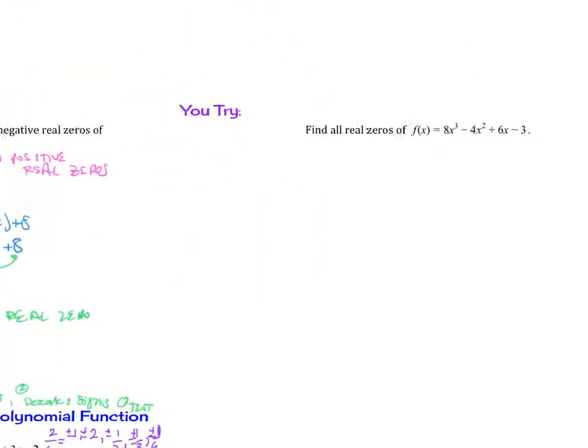Let's go ahead and try this next example. Find all the real zeros. So it's asking for only the real zeros of 8x cubed minus 4x squared plus 6x minus 3. Pause the video and try it out.